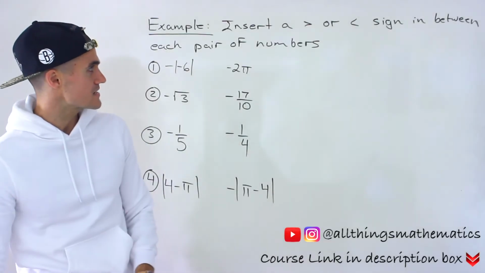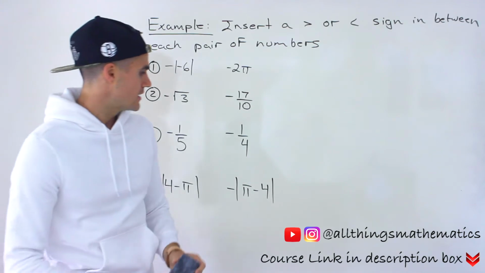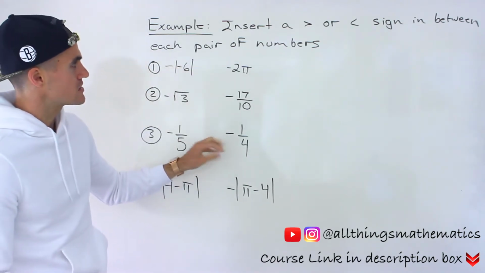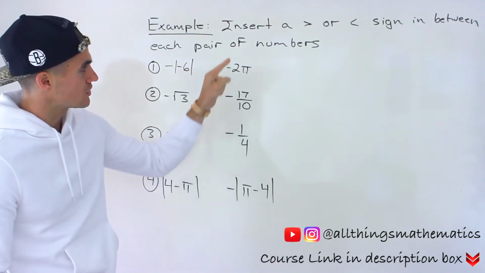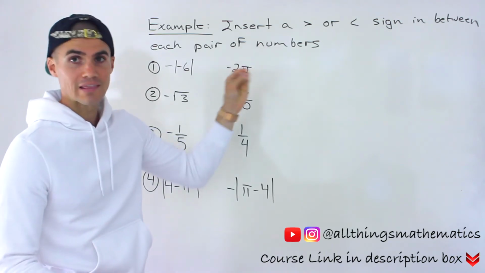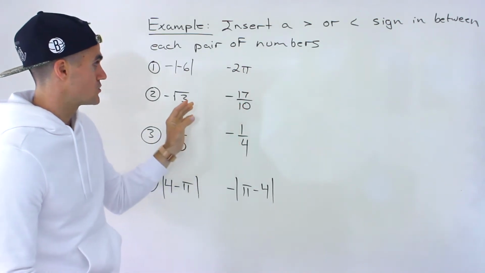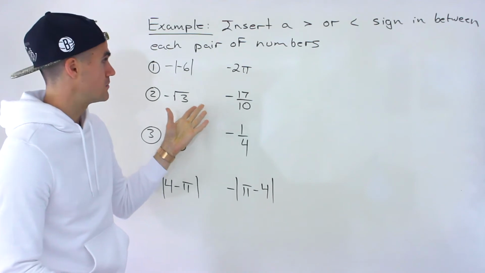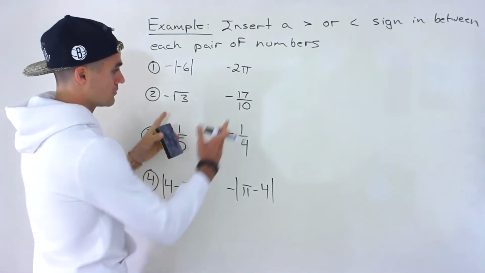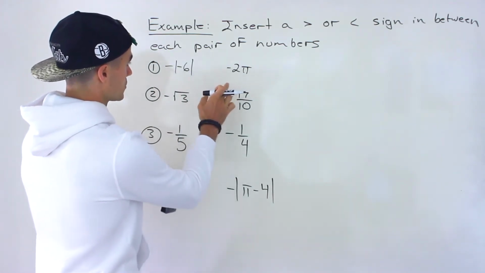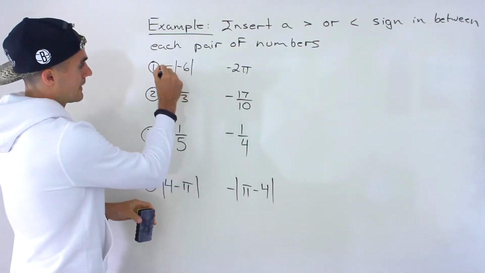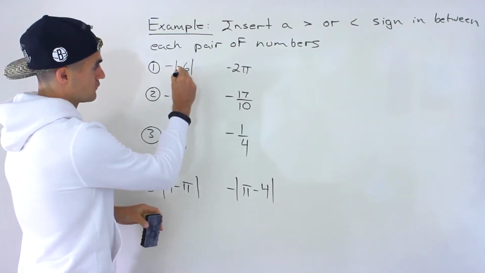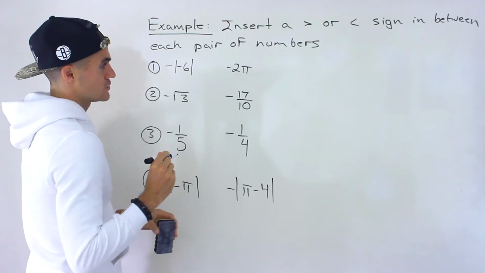And in this next example, what we've got to do is take each pair of these numbers here and insert a greater than sign or a less than sign that's going to make this inequality true. And so what we're going to be doing is comparing each pair of numbers. So starting here, we've got negative the absolute value of -6, and then -2 pi.